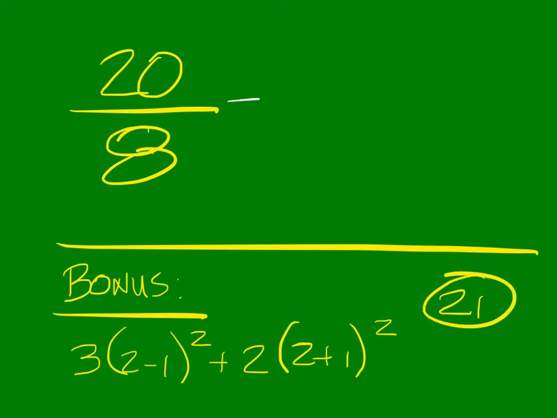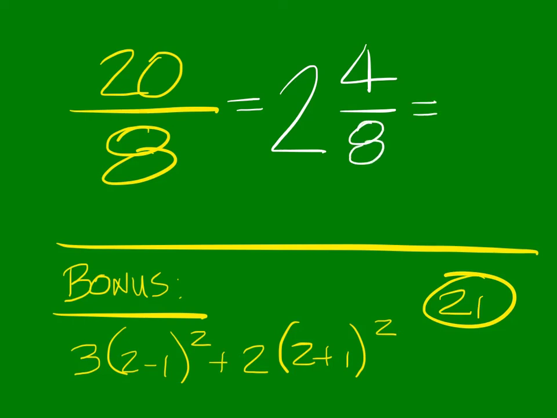On the practice problem, 8 into 20 twice. 8 times 2 is 16. So there will be 4 left over. And you must reduce that. 2 1/2.